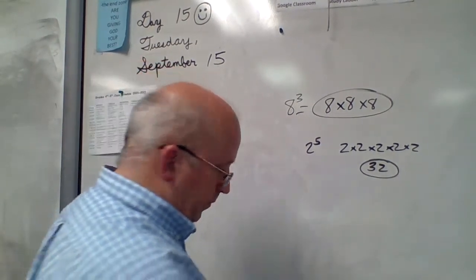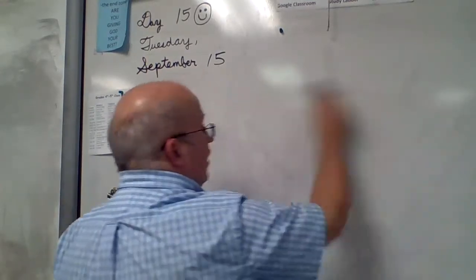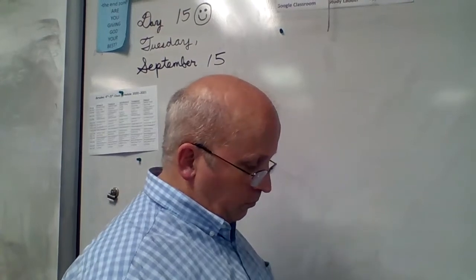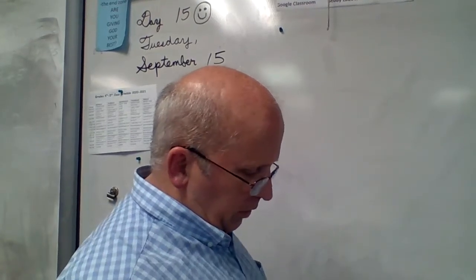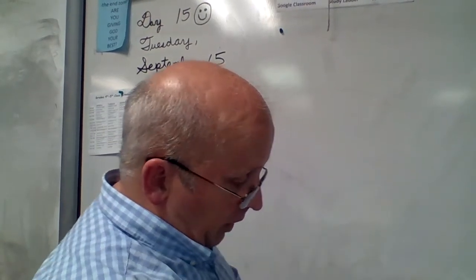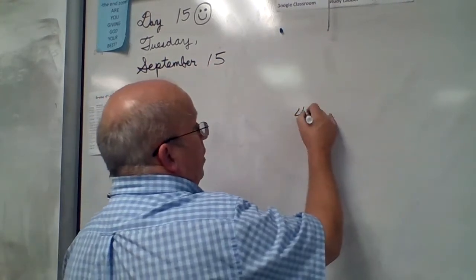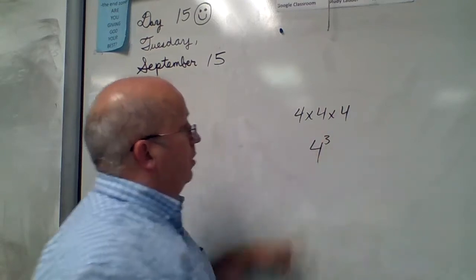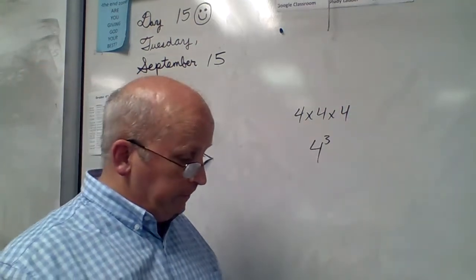Look at number 4. How would you write that as an exponent? Well, you've got 3 times 3 times 3 times 3 times 3. I'm not going to do that one. I'm going to do this one. How would you write this one? 4 to the 3rd power, because there are 3 4s there.